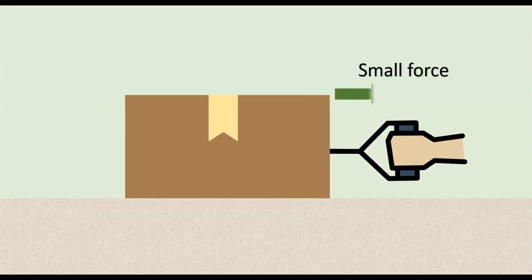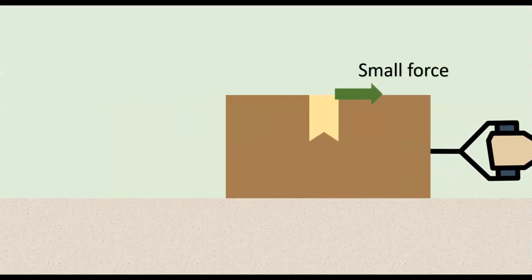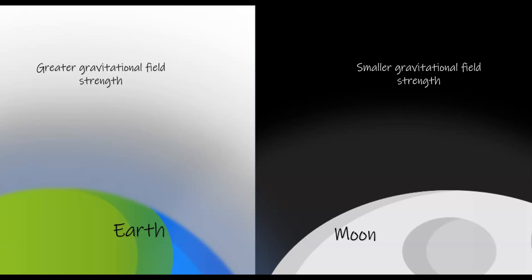Imagine if you pull an object. If the force is greater, the object will accelerate faster. So when the Earth's gravitational field strength is stronger than the Moon, it means the pull on the object by the Earth is stronger, and hence the object will fall with greater acceleration on Earth than on the Moon. We will cover more on gravitational field strength in the dynamics course.